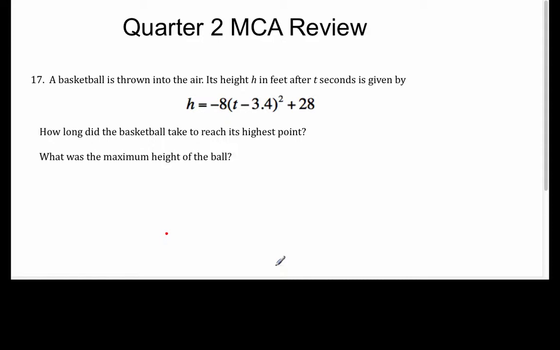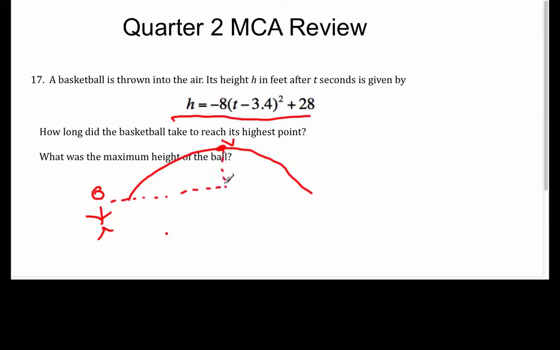Here we have another classic example, ones that we've been seeing before dealing with parabolas. A basketball is thrown into the air. Its height, h, in feet after t seconds is given by this entire model right here. How long did it take the basketball to reach its highest point, and what is the maximum height of the ball? If I shoot a basketball, it's going to come up and eventually come down. Right around here is my vertex, and that's going to be the amount of time, and that's going to be the height.